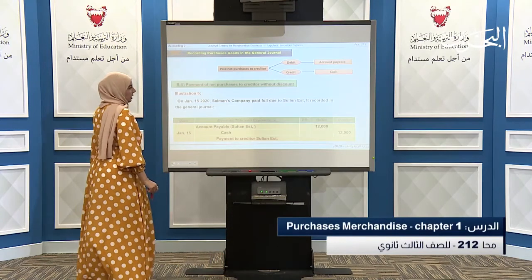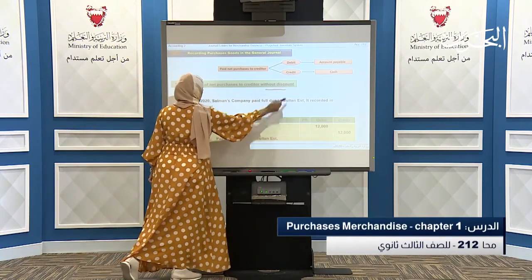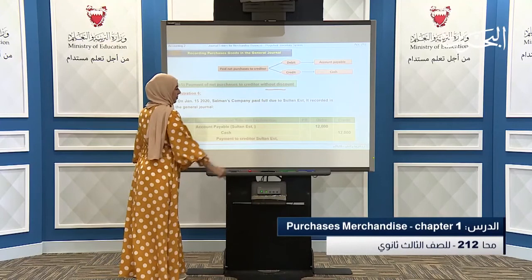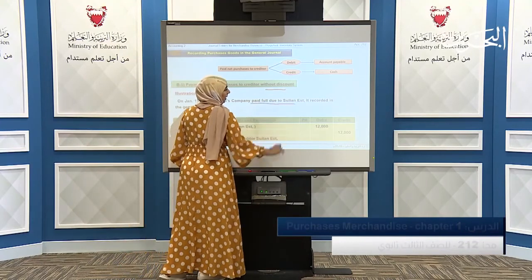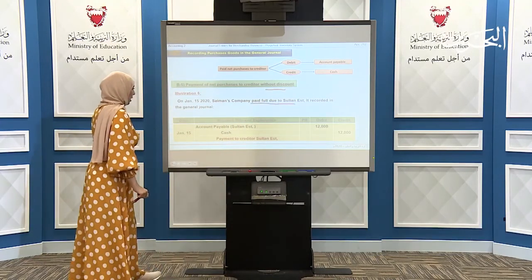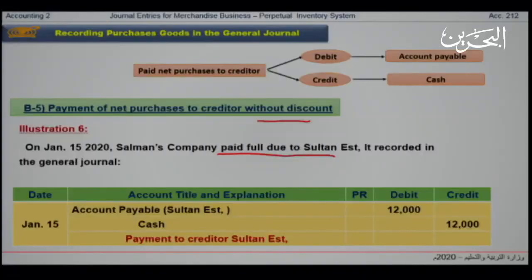Moving to the payment of net purchases to creditors without discount also. Salman Company paid the full amount due to Sultan Company. If I pay the amount that is due, my liability, the accounts payable, will decrease, and also the cash will decrease because I pay the amount. The accounts payable decrease will affect the debit side with 12,000, and the cash also will decrease and affect the credit side with 12,000.